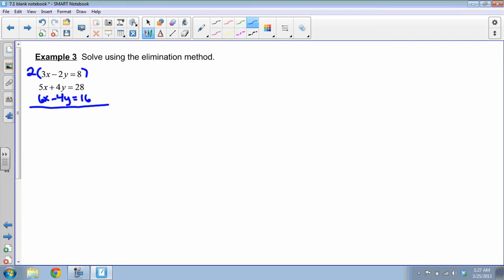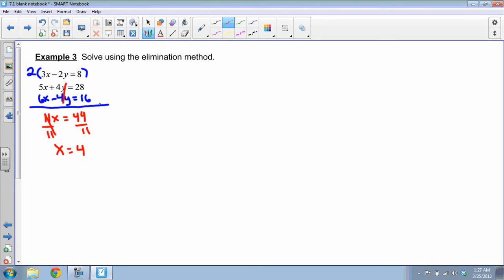Now I add coming down on my equation. So I add my x's together. 5x plus 6x is 11x. 4y minus 4y canceled out. 28 plus 16 is 44. Then just finish solving. Divide by 11. X equals 4.